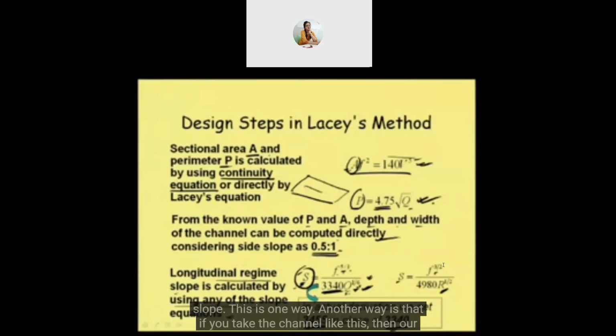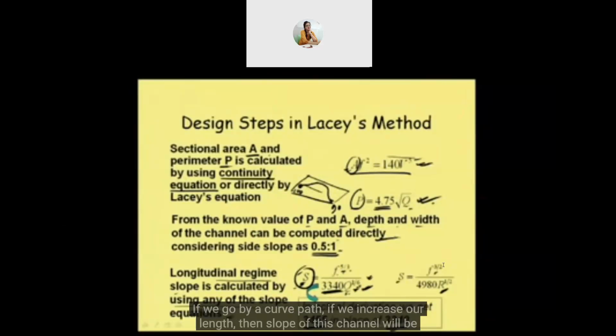Another way is that if we take the channel like this, then our slope will be reduced, the slope will be flattened, because from the elevation here, suppose it is 100, here suppose it is 90, then the difference of elevation is 10 meters, and from here to here, if we go by a straight path, our slope will be more.